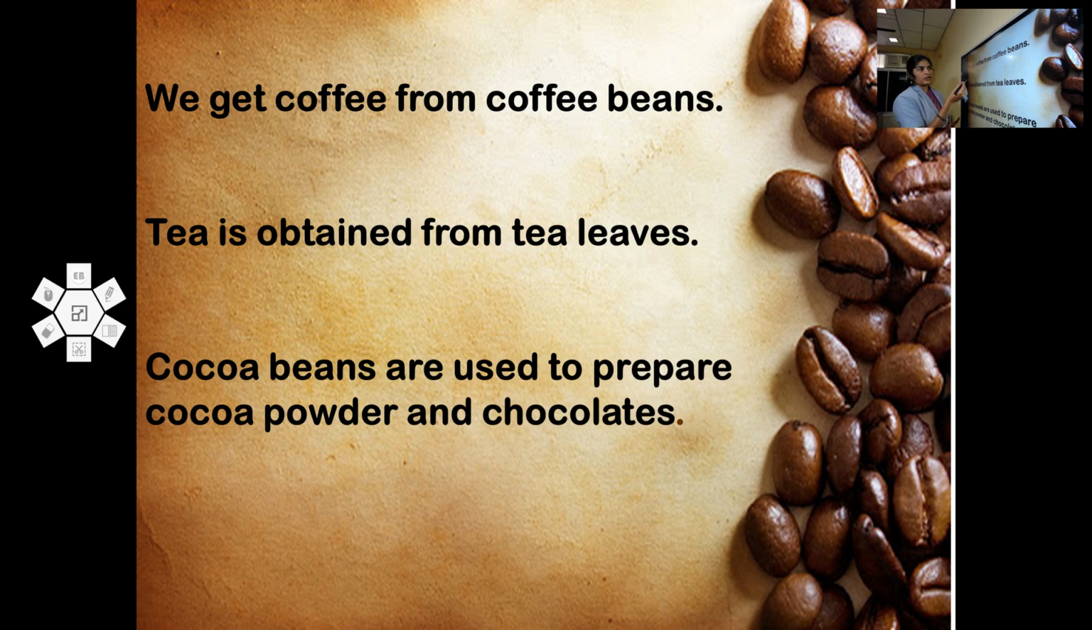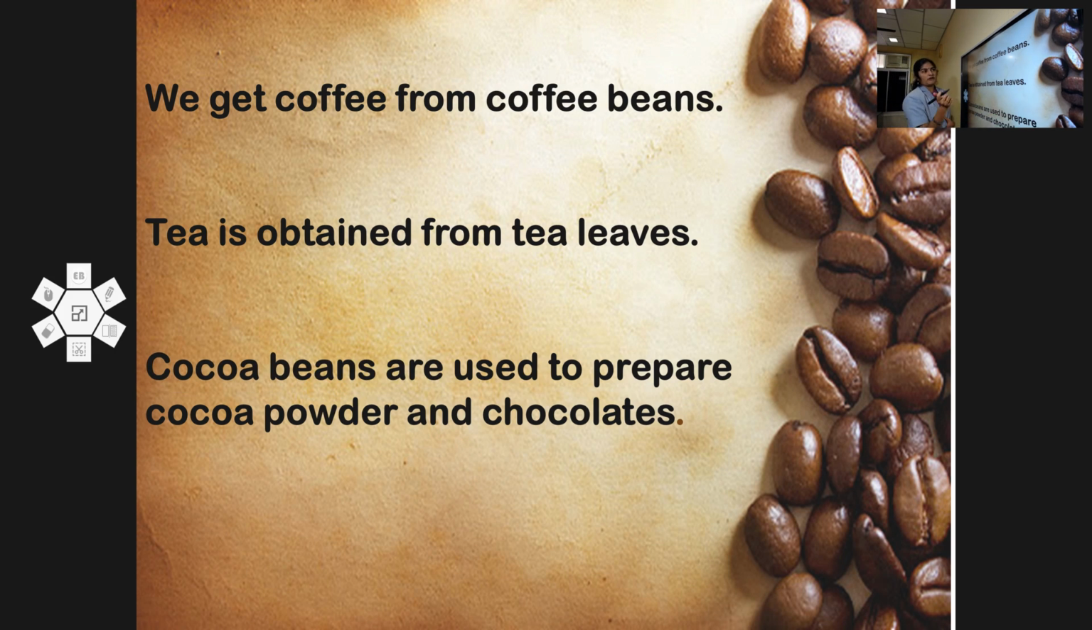Here, the first thing is coffee. Which part of the coffee plant is used to produce coffee? It is the coffee beans. Do you know what coffee beans are? Coffee beans are the seeds of the coffee plant. We get coffee from the coffee beans.